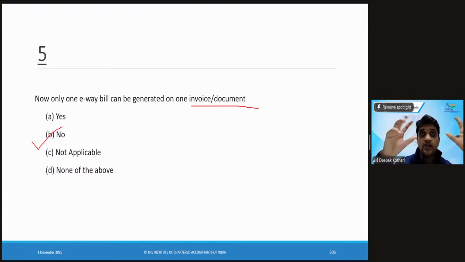Say it's a lift. Now, the lift is one item with one rate, but I will not be able to send the lift in one lorry. I will have to break it up. It is called a knockdown condition or semi knockdown condition, and I send one part through one truck, the second part through a second truck, and the third in another truck. But the invoice is one because the item is one. In that case, I will send it through multiple consignments, multiple transport vehicles. So even if the invoice is one, I can definitely generate multiple e-waybills.